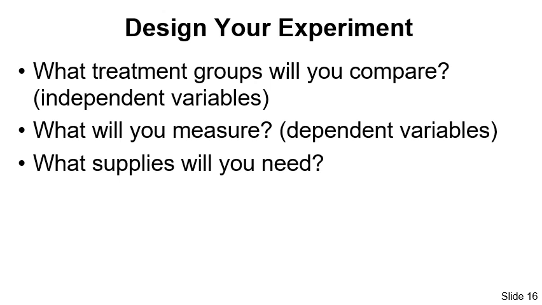You have to explain how you're going to do an experiment to test all of this, right? So you need to say, what treatment groups will you compare? These would be your independent variables. And again, if you haven't watched the video on variables, make sure you do that so you're clear on what an independent and dependent variable is. So the treatment groups are your independent variables. Those are the things where you want to see, does this have an effect? Does caffeine versus decaf have an effect?